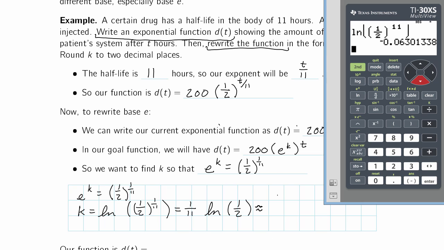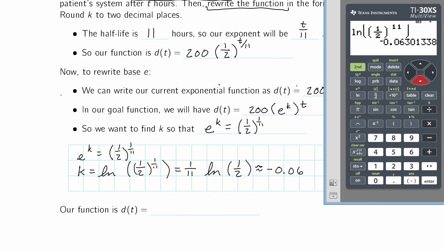we were meant to round to 2 decimal places, -0.06. Our d of t then is about 200 times e to the -0.06 t. And that's it.